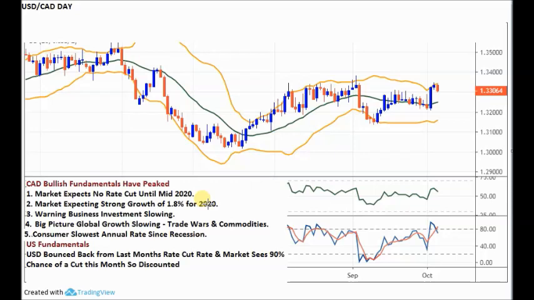They are going to indicate a cut pretty soon, within the next few months, and they'll be cutting way before mid-2020 in our view. Now this no rate cut until 2020 goes for the market expecting strong growth for Canada of 1.8%, the median economists' forecast for 2020. That's way too high. The reason it's way too high is there's already a warning that the Canadian economy is about to slow because business investment is really slowing, particularly in the oil and gas industry, natural gas industry.